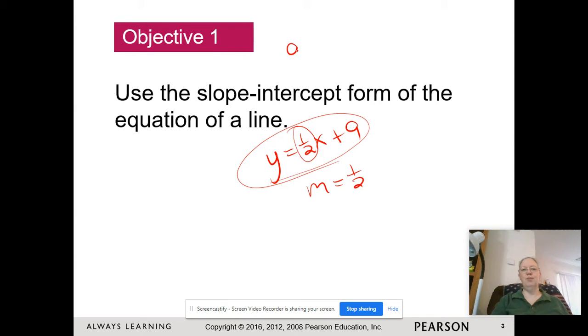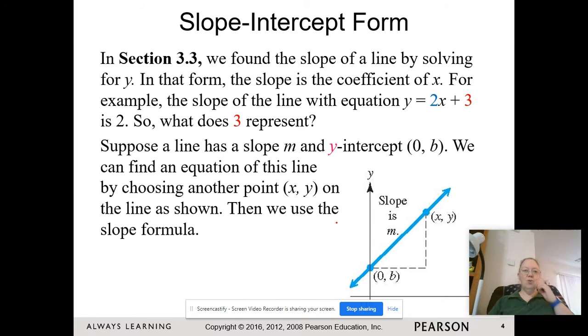Remember standard form. We have a number times x plus a number times y is equal to a constant. This is called standard form, and we use it for different things. This form right here, we use it for different things too. It's a very helpful form, one of which is to find the slope, like we did in the last section. We found the slope of a line by solving for y, and the coefficient of the x term is the slope.